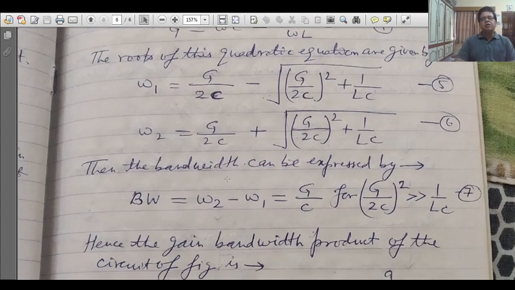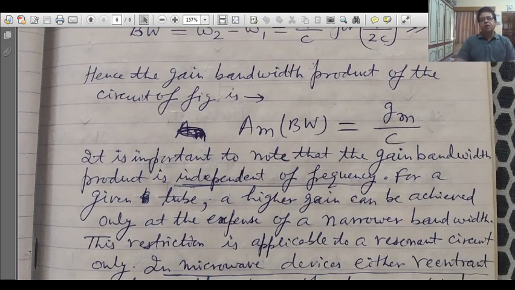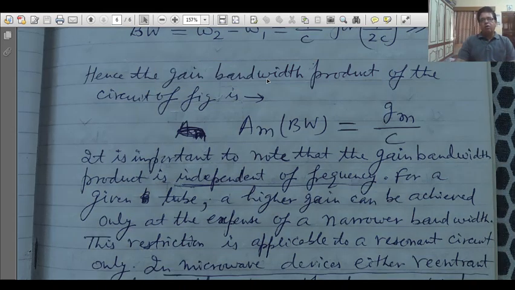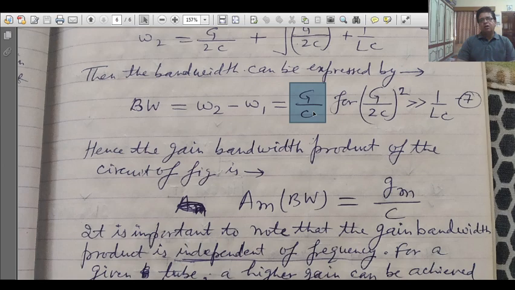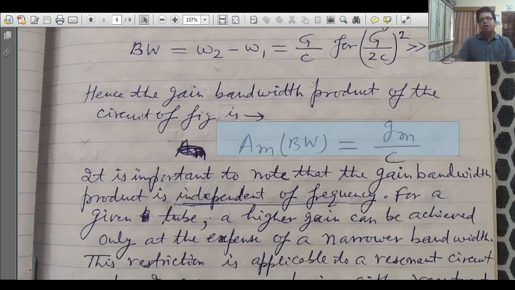Now bandwidth is nothing but the difference between omega 2 and omega 1, and it comes to 1 upon ZC, because (1 upon 2ZC) square is greater than 1 upon LC, and with this approximation bandwidth is simply 1 upon ZC. Hence the gain bandwidth product. What is our aim? We are trying to understand the effect of gain bandwidth product on the conventional tubes. So A maximum times BW, because BW is 1 upon ZC, and A maximum is gm times Z, hence the gain bandwidth product is gm upon C.